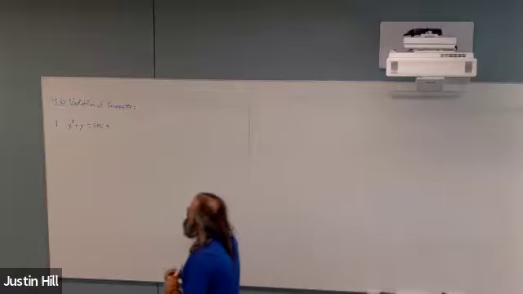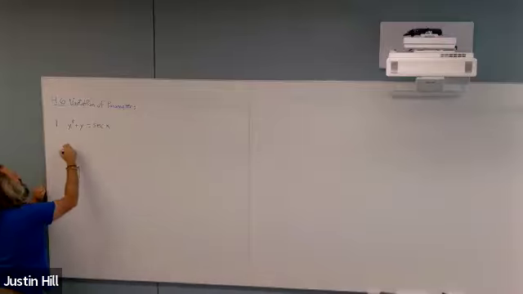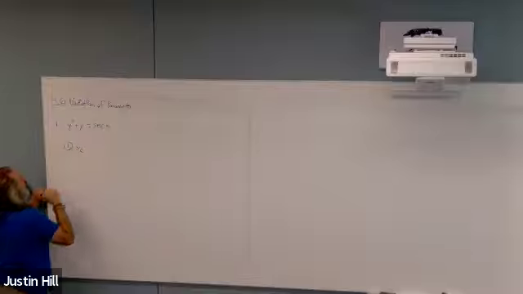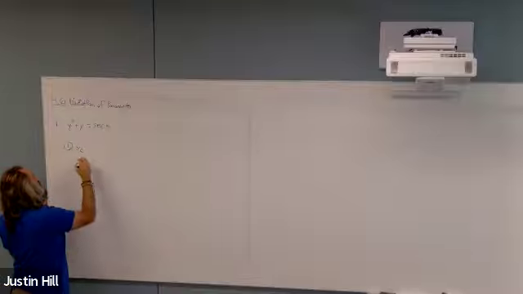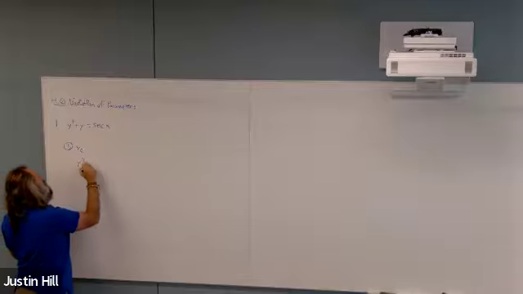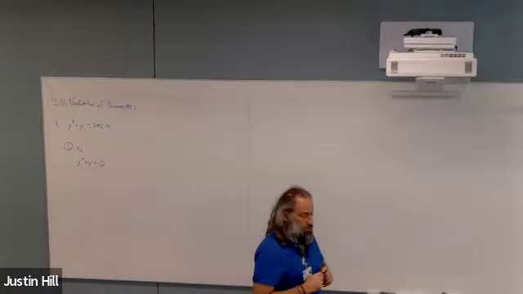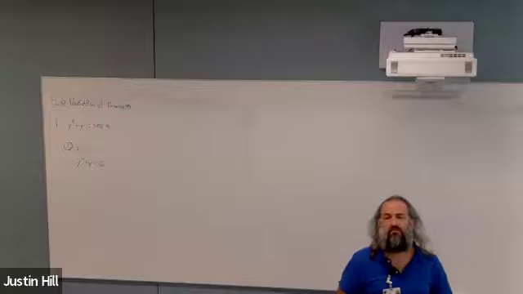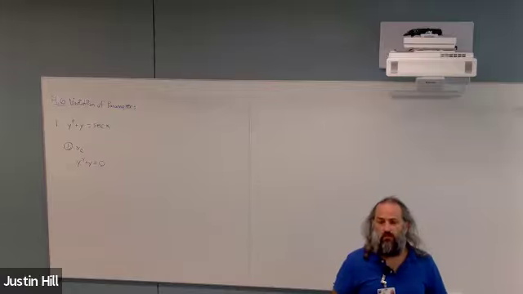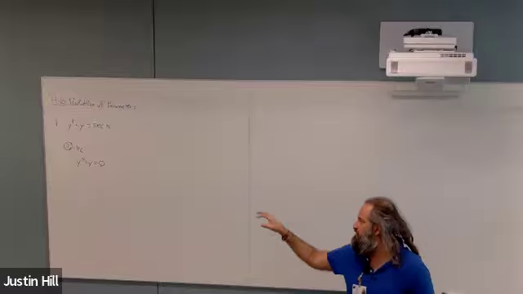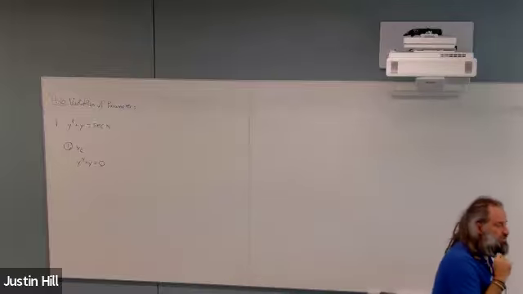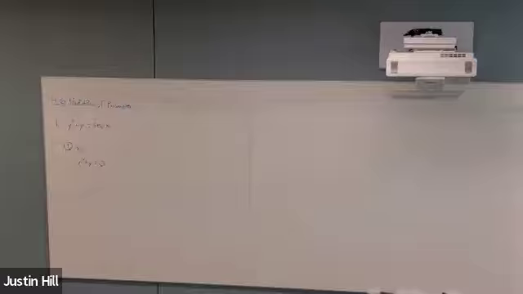So all that to say, let's start with our complementary solution first. Let's start with y double prime plus y equals 0 and figure out what that is. Since you guys have done this quite a bit, go ahead and pause on your side. I'll pause on my side. Go ahead and get the complementary solution for that.